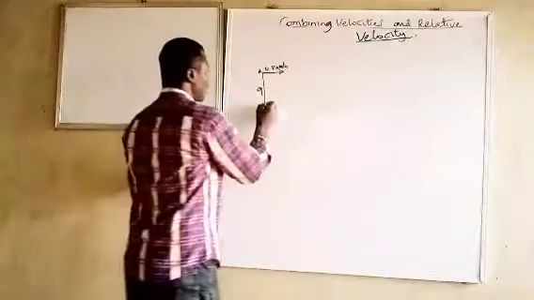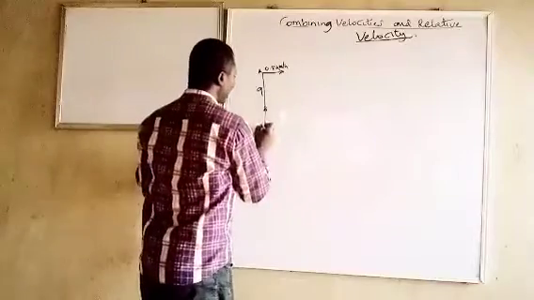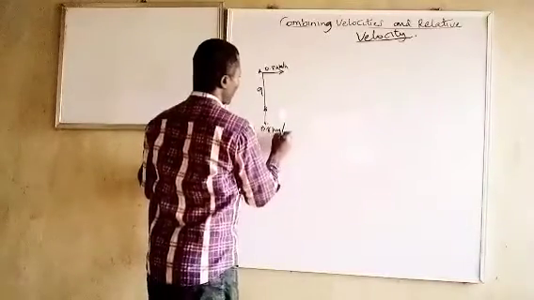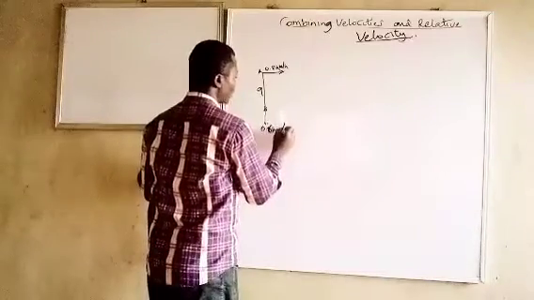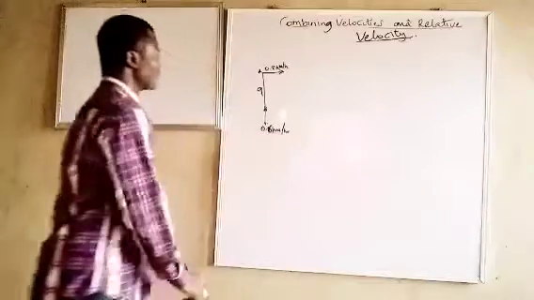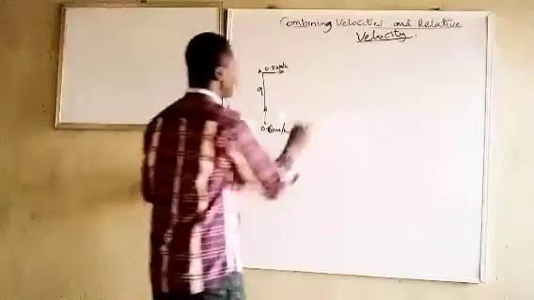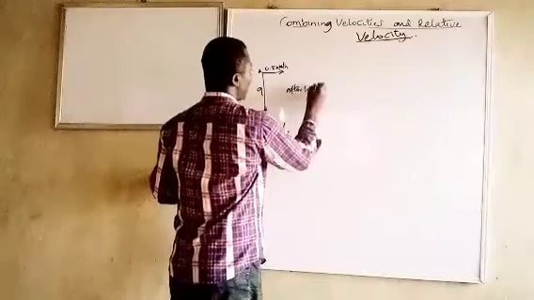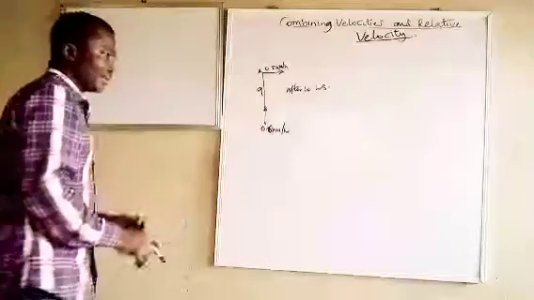B is also moving like this, 0.8 kilometers, no, 0.6, yes, 0.6 kilometers per hour. What will be their distance after 10 hours? What will be the distance of A from B after 10 hours?